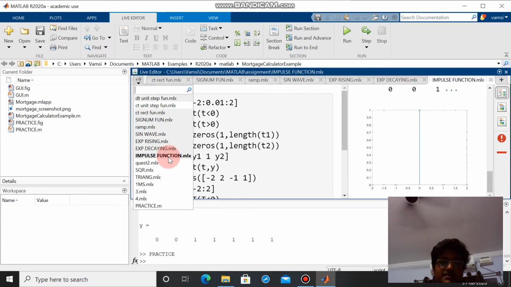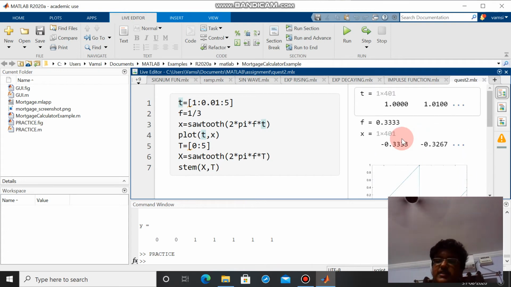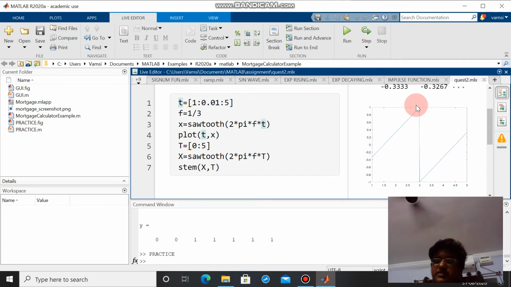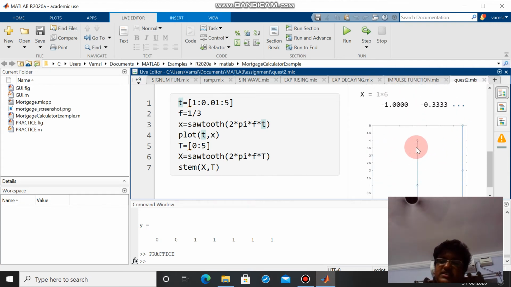So next one we are having sawtooth function. Sawtooth function is a basic triangular wave function. We can see it in this way. It looks like a sawtooth. So there is a basic function called sawtooth in MATLAB which will directly print out the sawtooth function for a given variable. So we can clearly see it here, and this is the continuous sawtooth function, and this is the discrete sawtooth function.